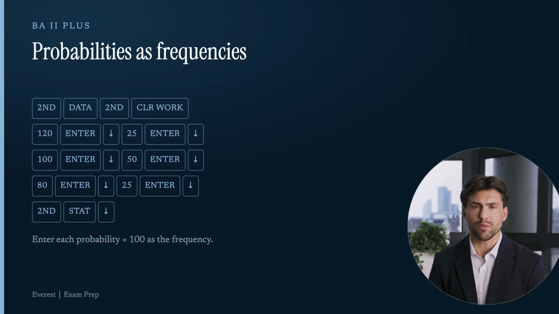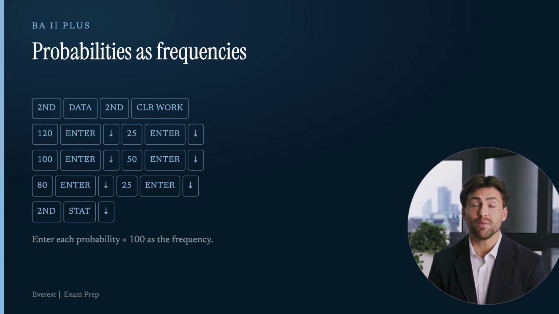On the BA2+, you can get expected value and standard deviation straight out of the statistics worksheet by entering probabilities as frequencies. Press second, then the data key. Press second, then clear work. Enter your first outcome, press enter, then arrow down. Now, instead of leaving the frequency at 1, enter the probability multiplied by 100. So a 25% probability is entered as 25.